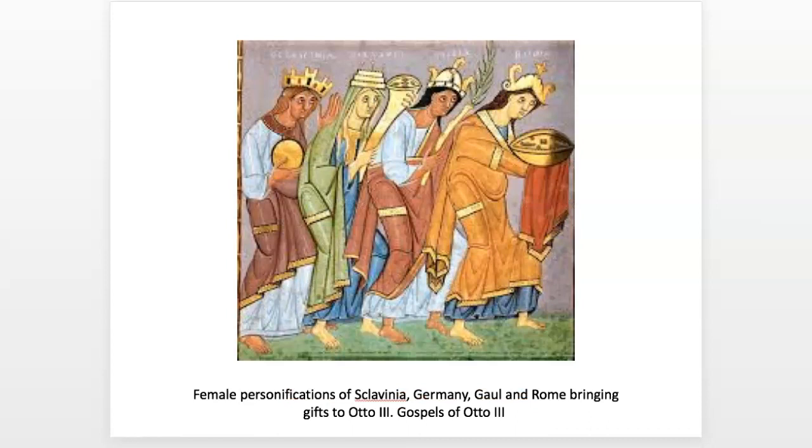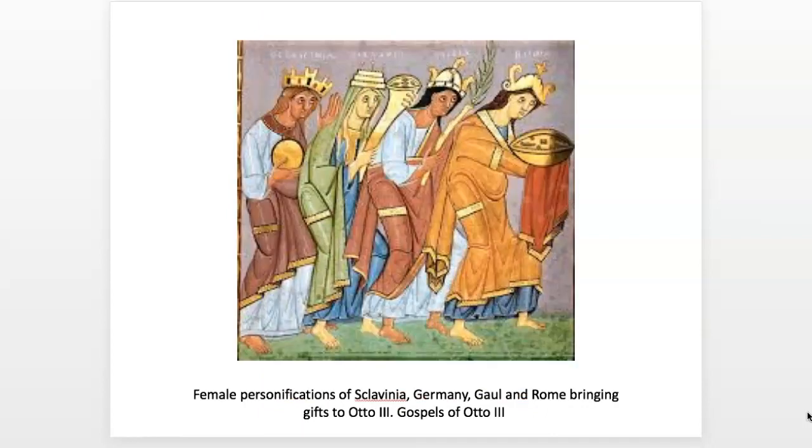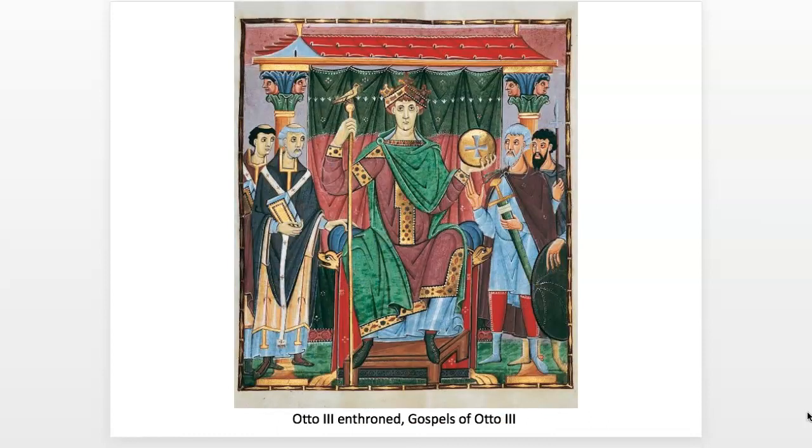This is a piece that was inside of the gospel, and it's showing female personification, so a person representing a larger idea or group: Germany, Gaul, and Rome bringing gifts to Otto III. It's inside his gospel book. He didn't rewrite the gospel, but he had it made. He had the cover made, he had it illuminated, and this is part of it. So this is him enthroned in his own decorated, illuminated gospel.